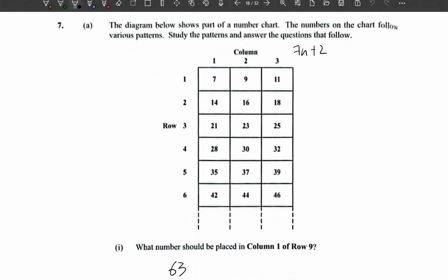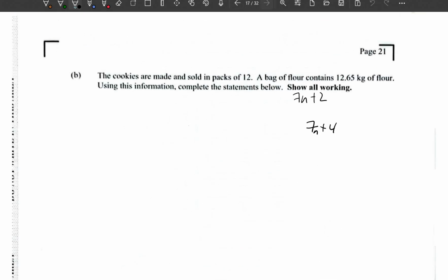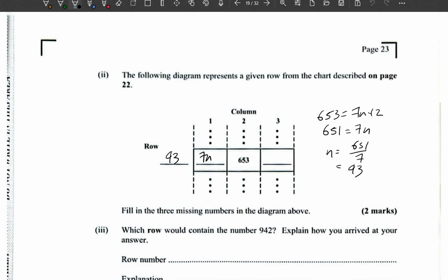Then row 3, let's see, we go from 11 to 18, that's an increase of 7. Then 18 to 25, that's another increase of 7. So increasing by 7 each time, it looks like 7n plus 4. So 2 by 7, that's 14, plus 4, that's 18. So the third row is indeed 7n plus 4.